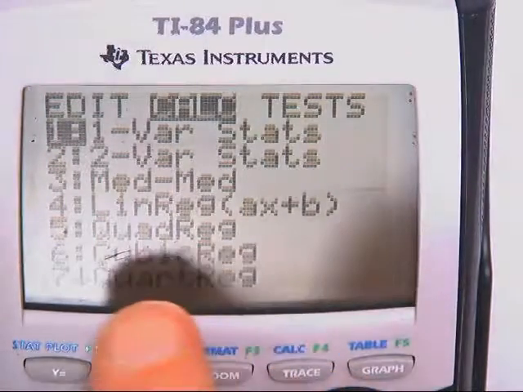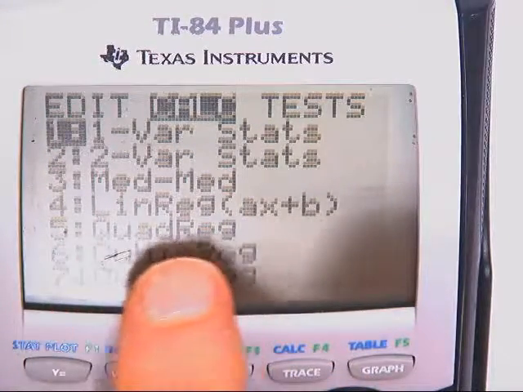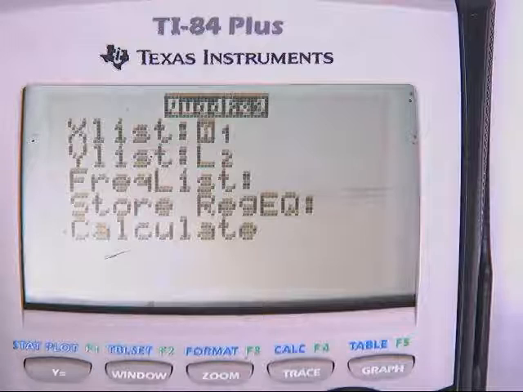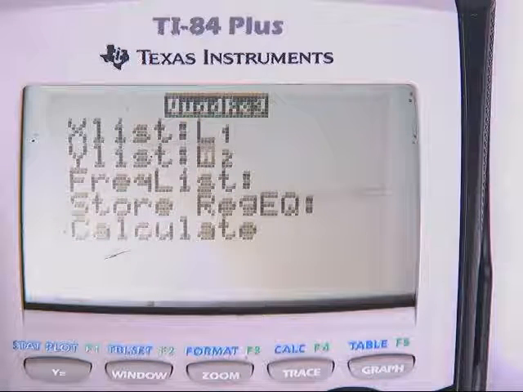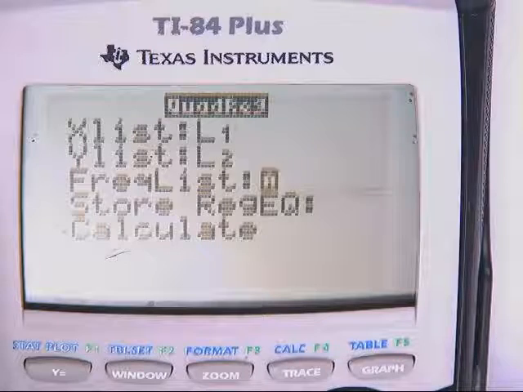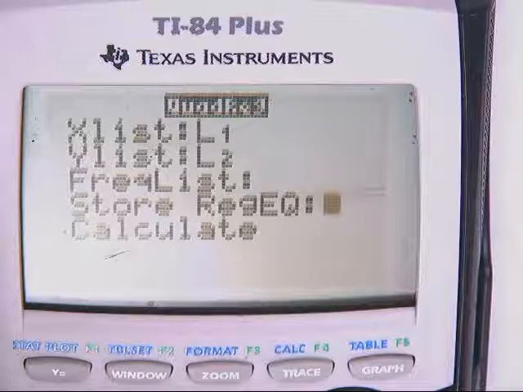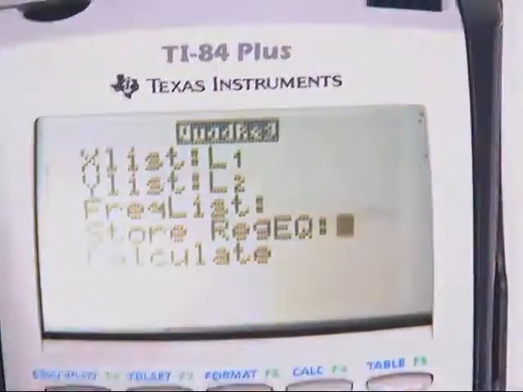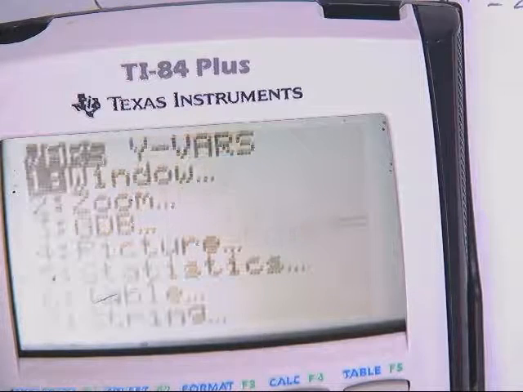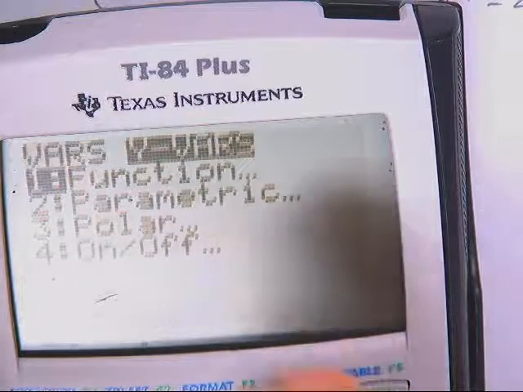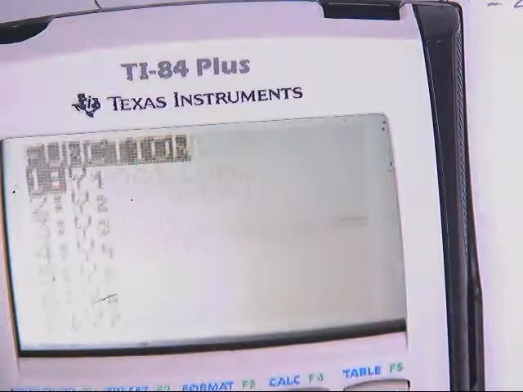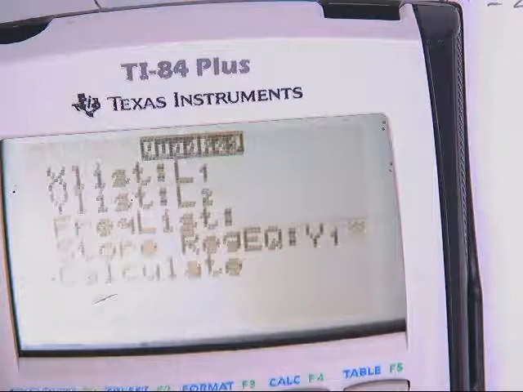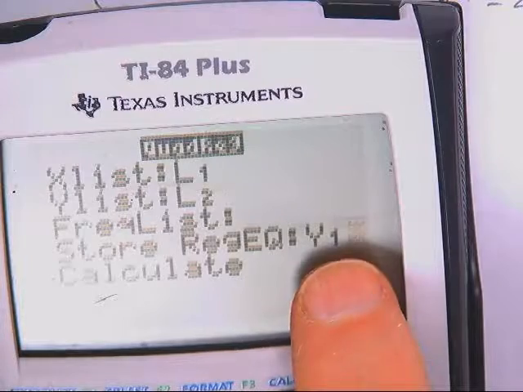And so once we get on calculate, we want quadratic regression number 5. So push 5. And here we are with our two lists, list 1 and list 2. And come down here to store regression and push the key that says vars. It's right there, it says vars. So push it. There's vars. Then move over to yvars and hit enter on that. And then function y1. It'll already be there. And this will stick y1 right there.